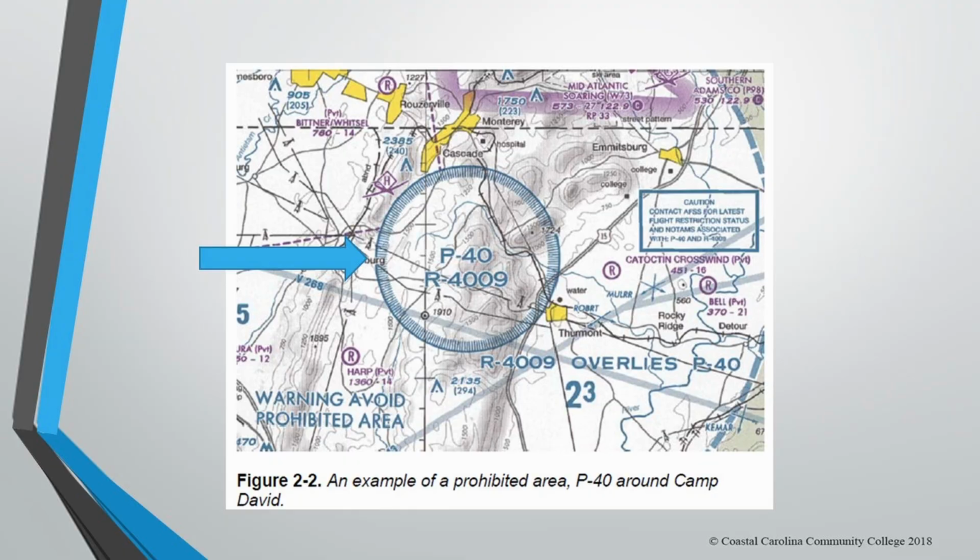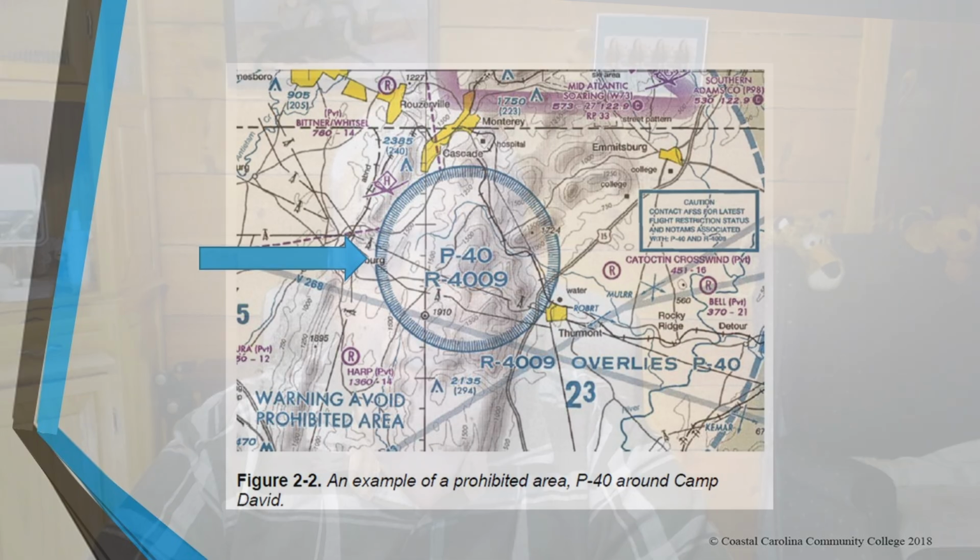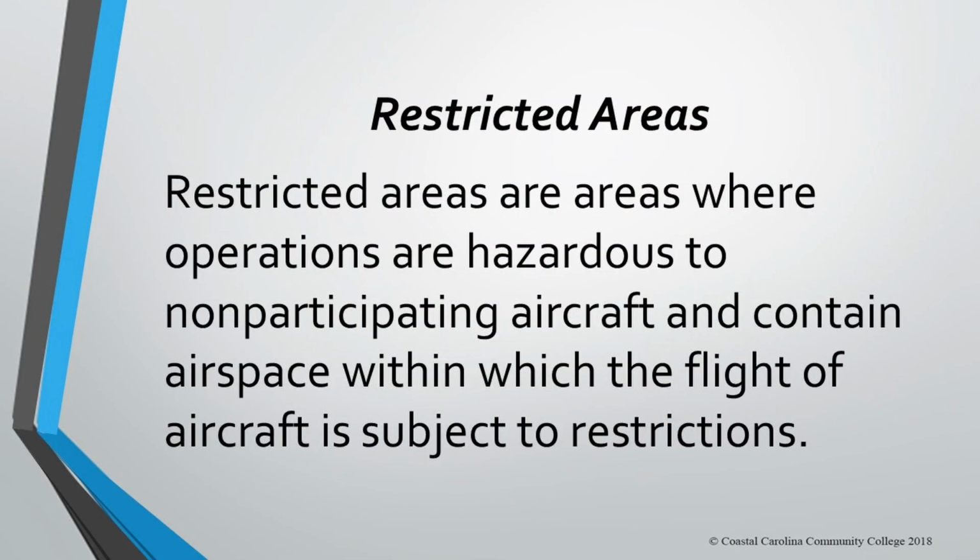So an example is P40, which is around Camp David. So we see the blue hash marks, and then we see the P40. So the P is the designation that will tell you you cannot fly in that area. Flight is prohibited. So a little less restrictive are restricted areas.